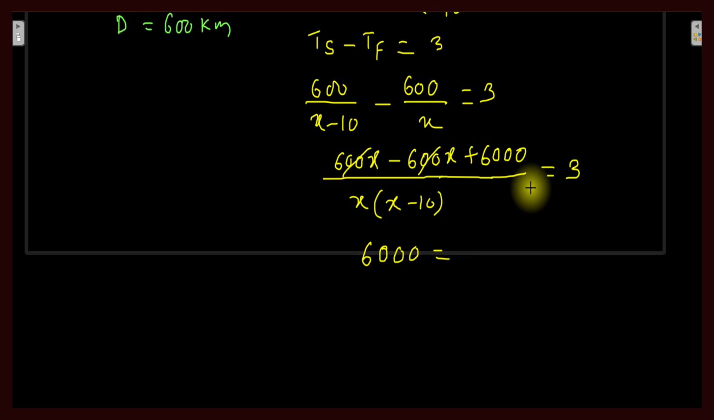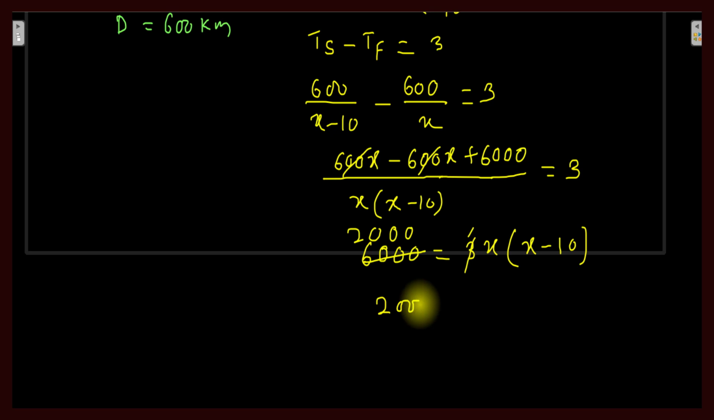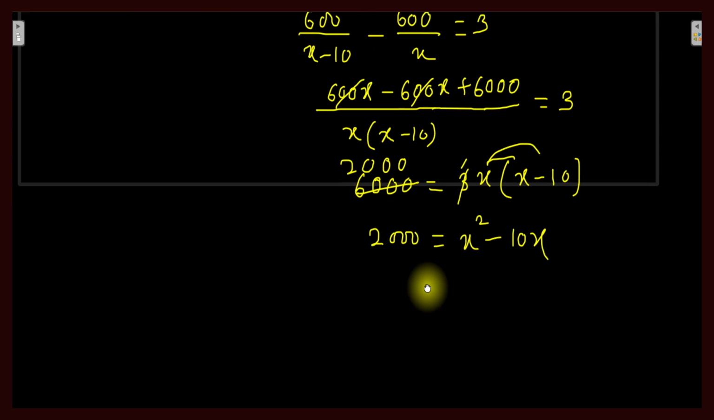which is equal to, take this denominator to this side, so it will become 3x, 3 multiplied by x, 3x into bracket x minus 10. So 3 ones are 3, 3 twos are 6, 3 zeros are 0, 0 and 0. So this will be 2000, which is equal to, multiply by x inside the bracket, so it will be x square minus 10x. So we will solve this further.